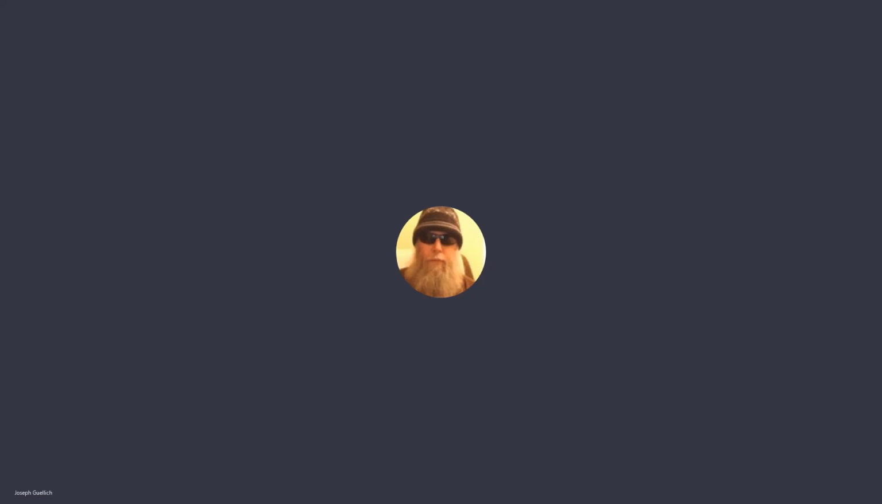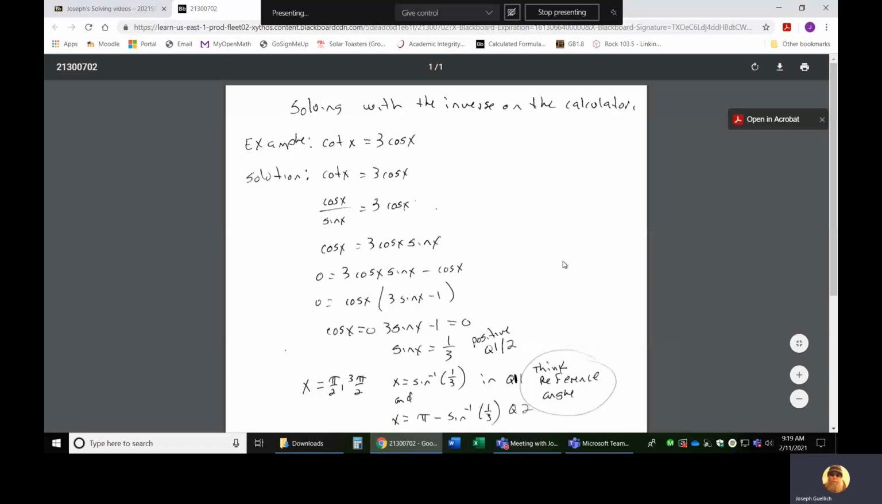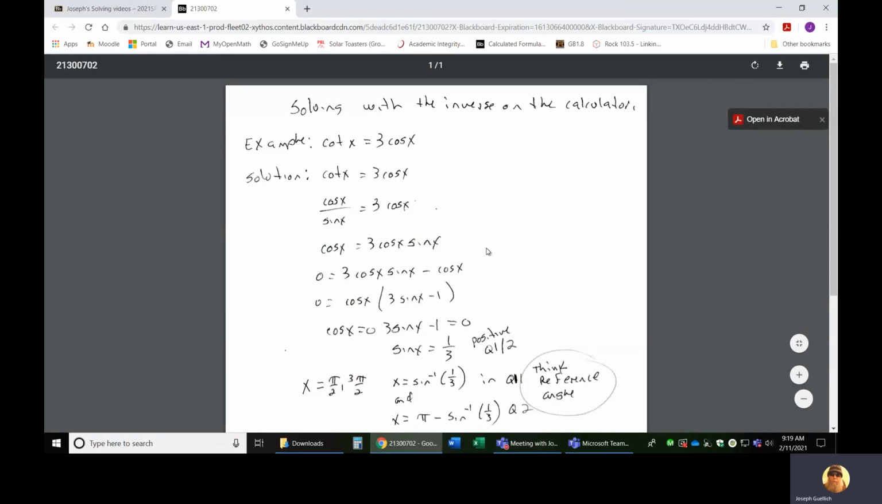This is a solving video where we're going to have to use the inverse button on the calculator at the end. And it does have an identity and the algebra, so every time you step up a notch, it incorporates everything previously. So you can see my example, cotangent x equals 3 cosine x. And this is sometimes a clue for the identities, is having different trig functions with each other.